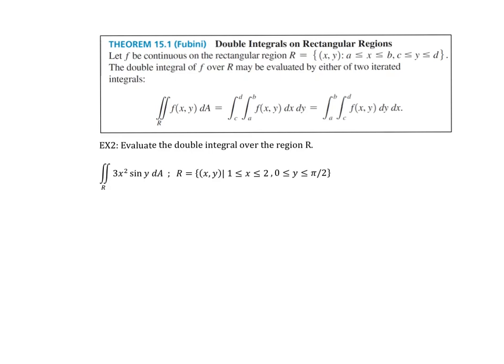We're going to look at the simplest case, and that would be our theorem 15.1. We're going to look at double integrals on a rectangular region. When we talk about a rectangular region, that just means in the xy plane, that region R that we're looking at is going to be a rectangle, which means the limits of integration are going to be constant real numbers. And that's what we had in our previous example.